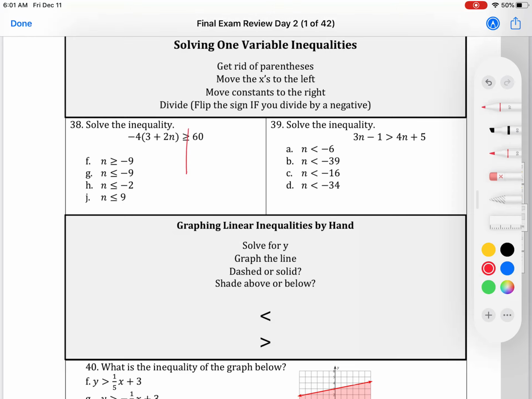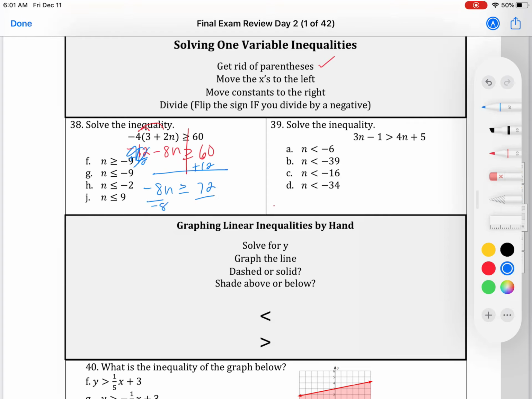Okay, to solve an equation or an inequality, we start by getting rid of parentheses. To get rid of parentheses, we have to distribute. -3 times 4 is the number -12. -4 times 2 is the number -8. Then we bring down our symbol and write the 60. Next step, move the x's to the left. There are no n's or x's on the left, so we're good. Next step, take your number, move it to the right. If that's a -12, I need to +12 and +12.